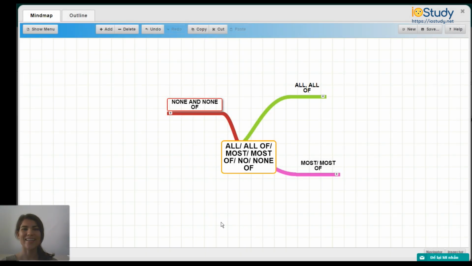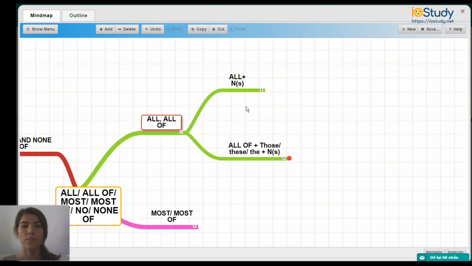Hello everyone, this is Danielle, and today we're going to talk about the English grammar rules for using all of, most of, no, none of. So as you can see here, we have the mind map and 3 different sections to talk about. None and none of, all and all of, most and most of. So let's just start with all and all of.